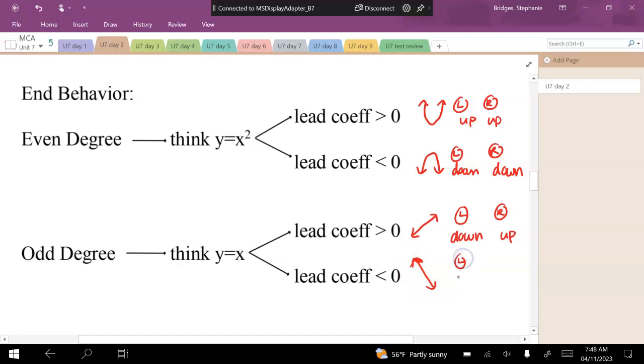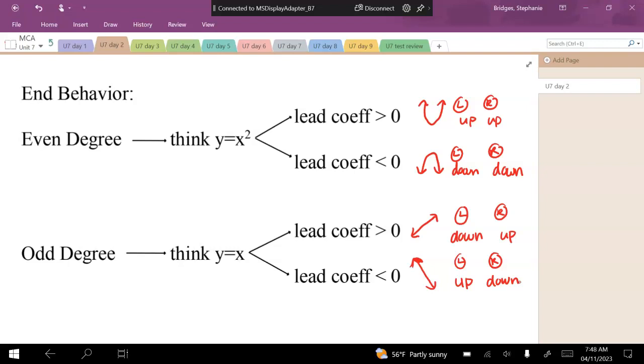Which means my left side would be going which direction? Up. And then my right side would be going down. Now again, you can't determine this until your polynomial is written in standard form so that your highest degree term is written first. Then you can look at the number in front of that. An even coefficient in front of an even degree would be an up and an up.